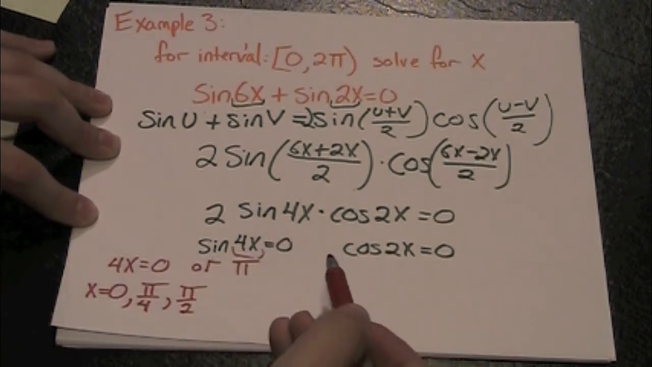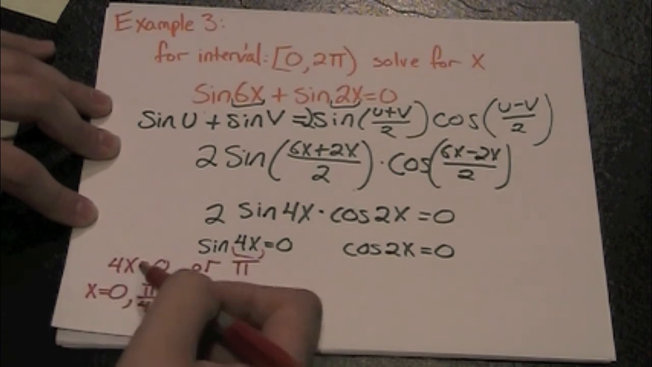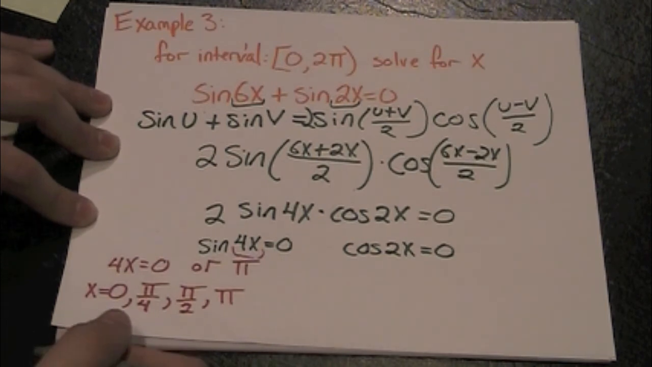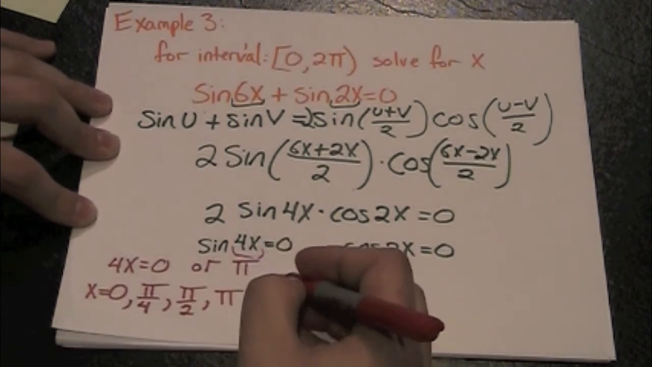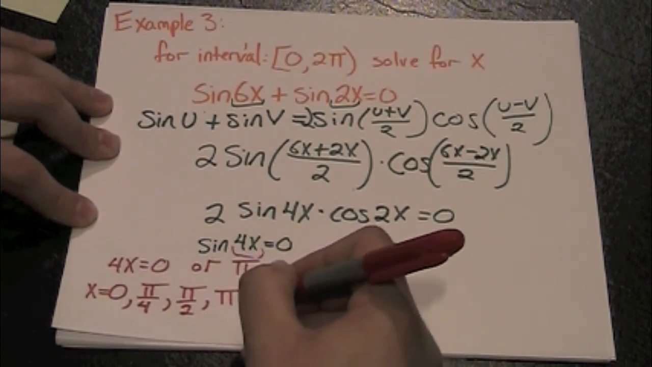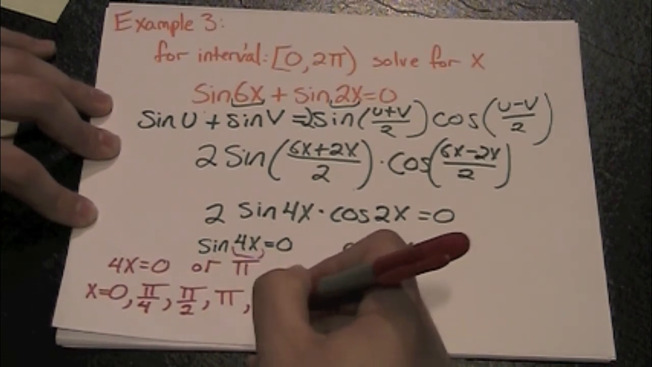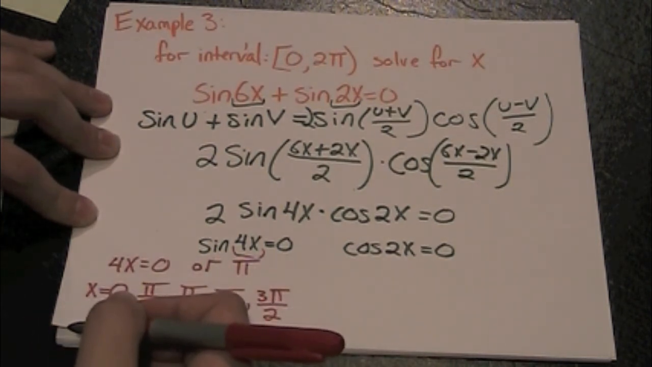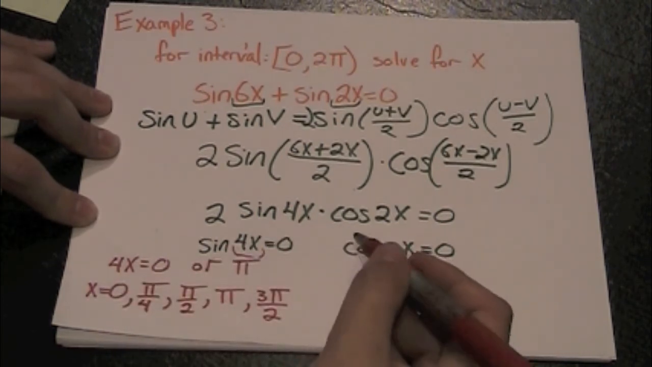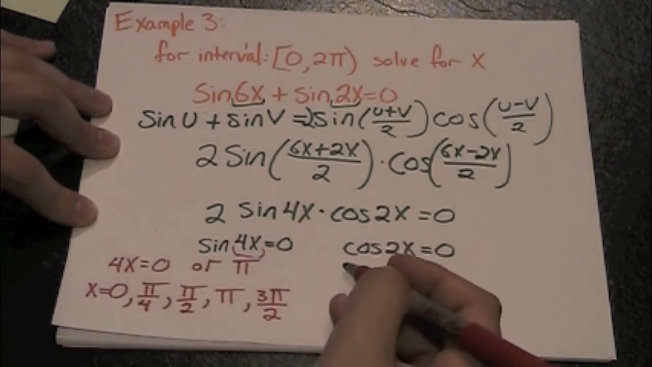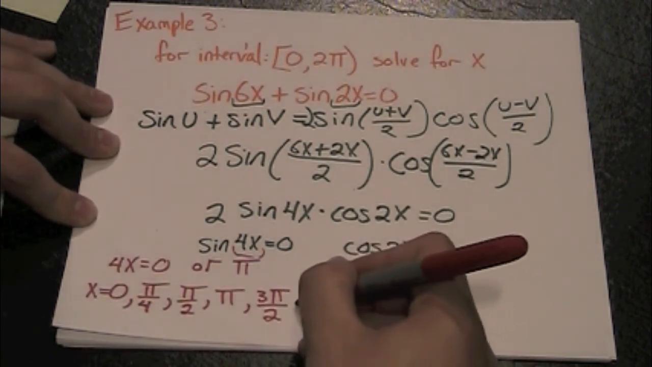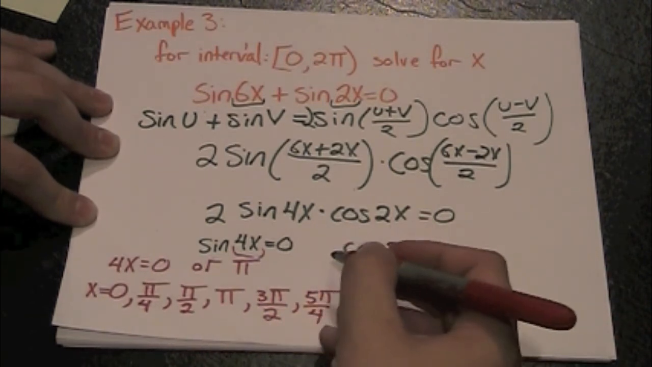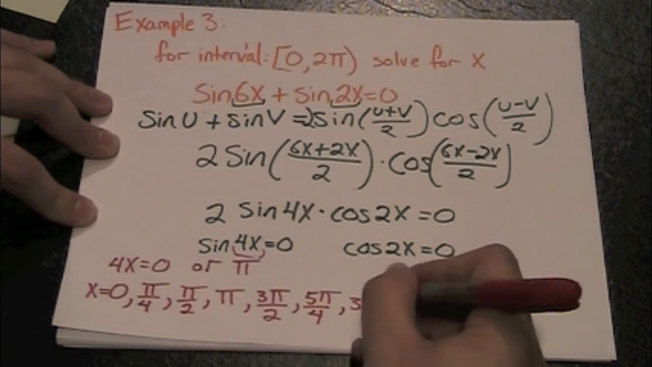If I plug pi in, 4 pi is equal to 2 pi, which is also going to give me 0. If I plug 3 pi over 2 in, that's going to give me 6 pi, which also equals 0. Is there anything else that works? 5 pi over 4 times 4 is going to be 20 pi over 4 is 5 pi, which also equals 0. 3 pi over 4 equals 3 pi, which would also equal 0.